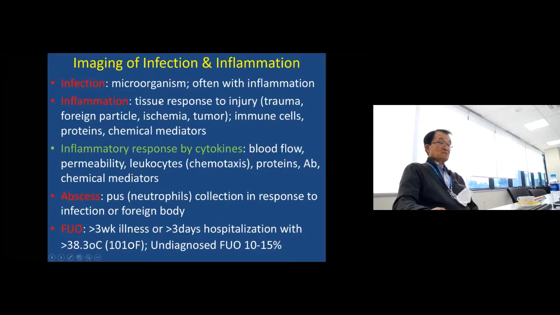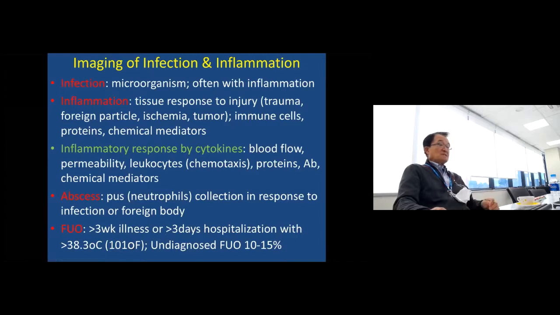So to separate them, you have to utilize microorganisms, whereas inflammation is a multifactorial tissue response, particularly an immune response. So if you utilize the immune system, then you might find more inflammation or inflammatory reactions. Now, this inflammation can be caused by trauma, foreign body, stroke-type ischemia and tumor, and it involves immune cells and lots of chemical mediators, chemokines, cytokines and proteins.